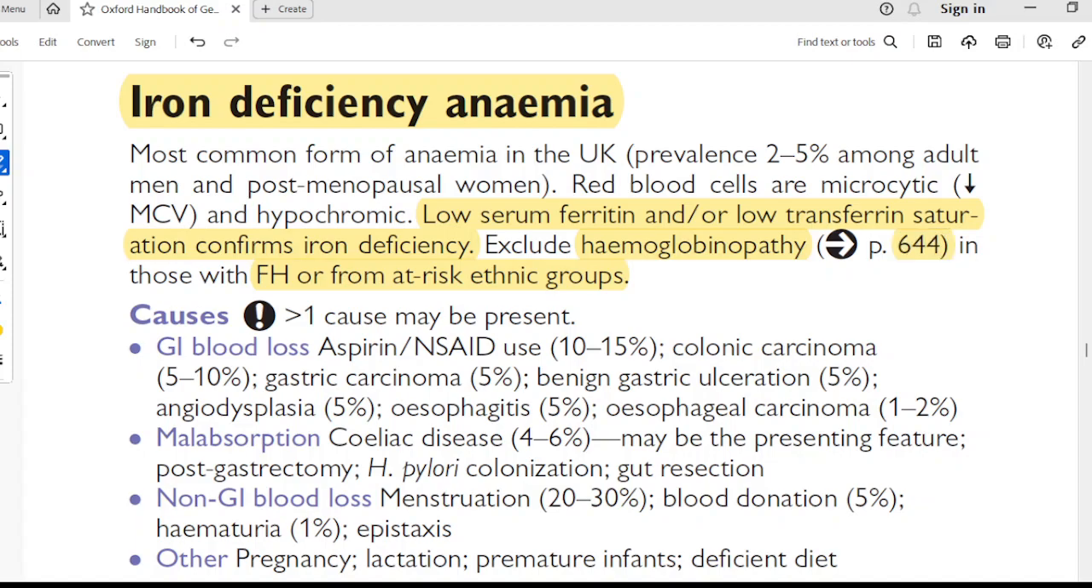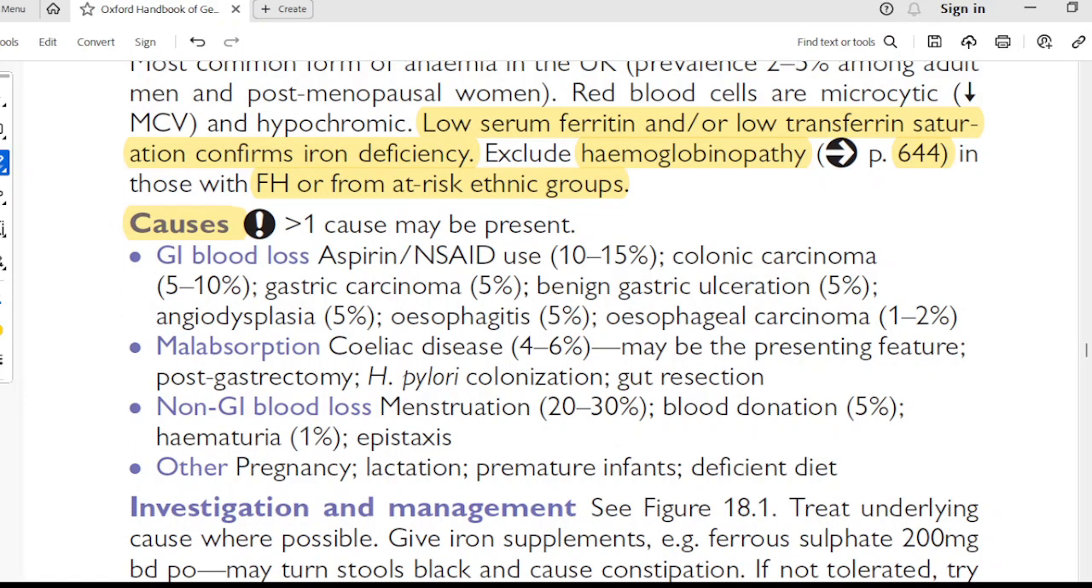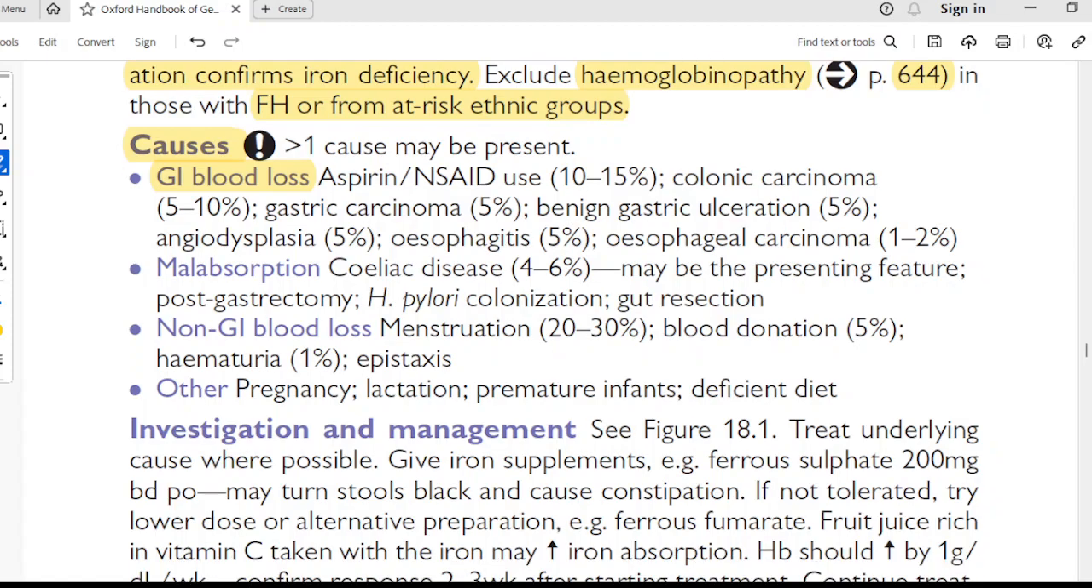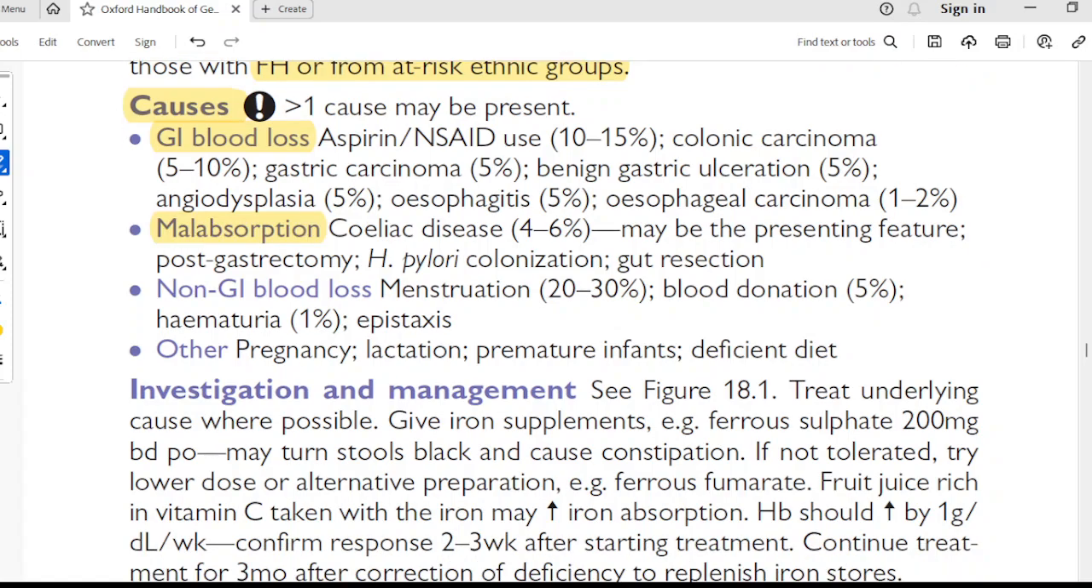Page number 644, hemoglobinopathies. Causes of iron deficiency anemia. More than one cause can be present. GI blood loss, aspirin or NSAID use, 10 to 15% of the cases. Colonic carcinoma, 5 to 10%. Gastric carcinoma, 5%. Benign gastric ulceration, 5%. Angiodysplasia, 5%. Esophagitis and esophageal carcinoma, rarely. Malabsorption syndromes like celiac disease may be the presenting feature, as may post-gastrectomy, H. pylori colonization and gut resection.